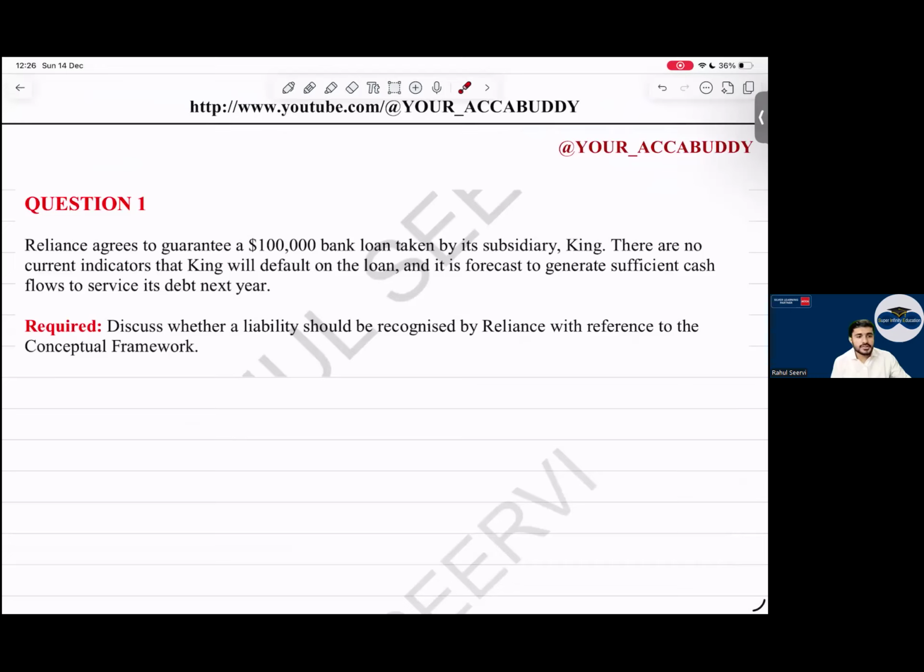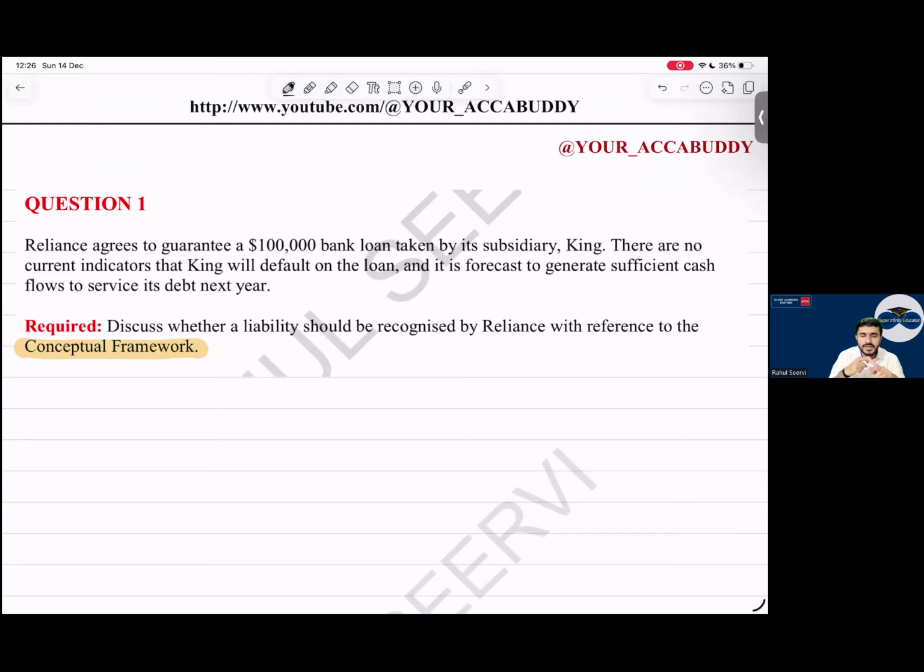So this is a type 1 question or a type 2 question? First make that clear. Type 1. Type 1, yes or no? Yes, sir. So the question is from what? It's a question regarding the conceptual framework. In the conceptual framework, there are two types of question, 2 or 3 maximum.